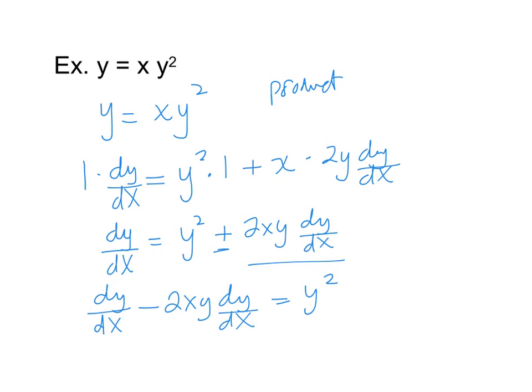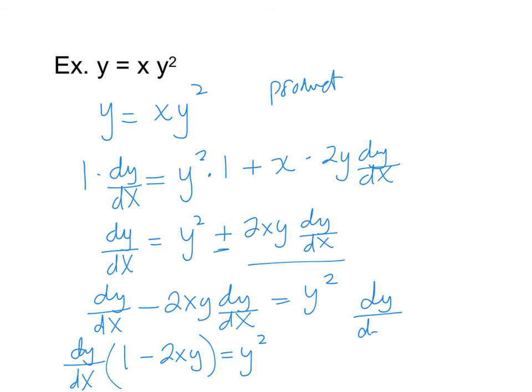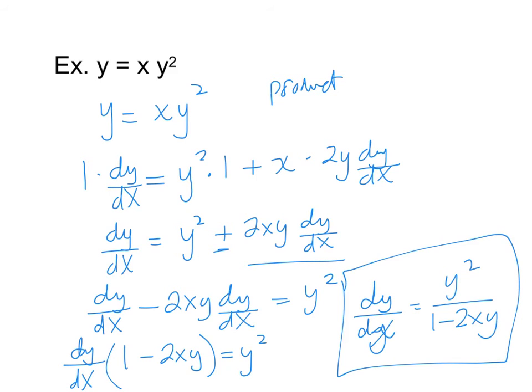All right, so I have two terms. Both have dy/dx in them, so I'm going to factor out a dy/dx. That leaves 1 minus 2xy. Can you see how you might forget that 1? But there are two terms there, so don't forget. And that's equal to y squared. And then the final step will be just to divide. So dy/dx is y squared over 1 minus 2xy. And that is the derivative.